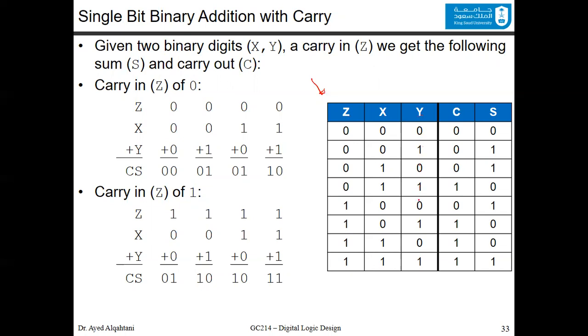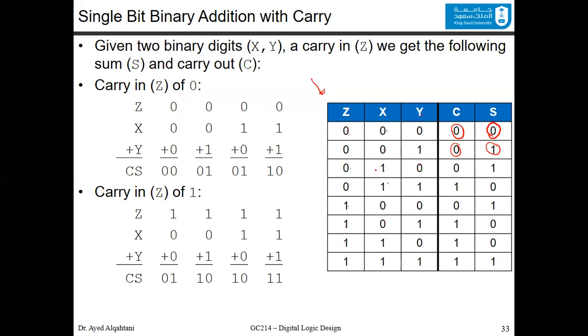Y is 0, 1, 0, 1, 0, 1, 0, 1. X is 0, 0, 1, 1, 0, 0, 1, 1. Z is 0, 0, 0, 0, 1, 1, 1, 1. Now to generate the sum, you just add the 3 digits. So 0 plus 0 plus 0 is 0, and there is no carry, which is also 0. Now, 1 plus 0 plus 0 is 1 with a carry of 0.